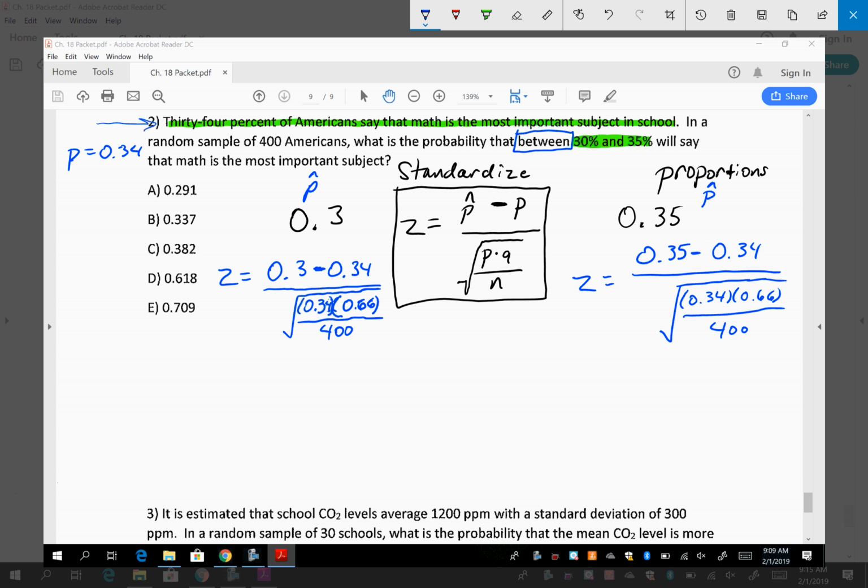It could be negative. What does it mean if your z-score is negative? All it means is that your statistic is below the average. Your statistic is below the population proportion.